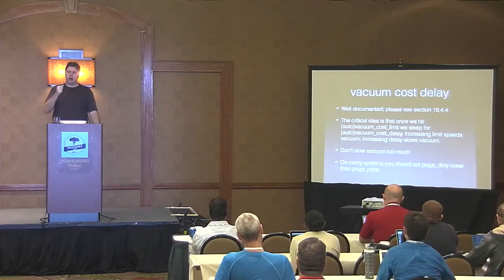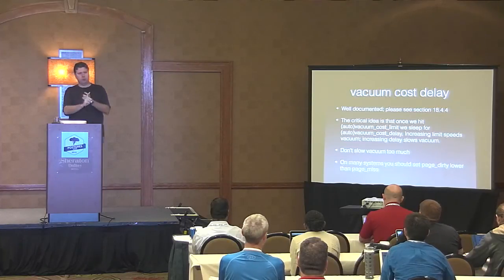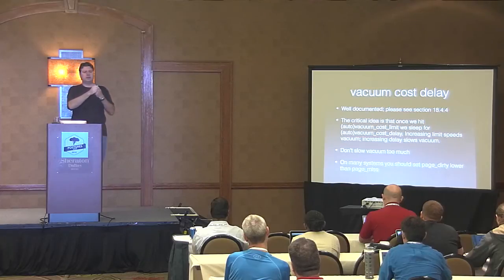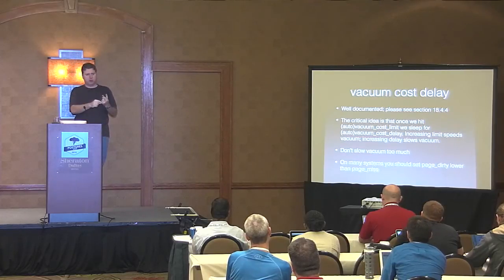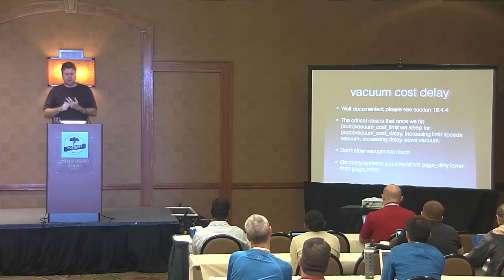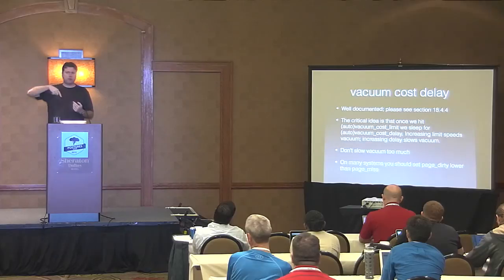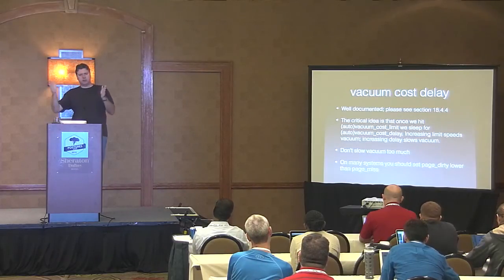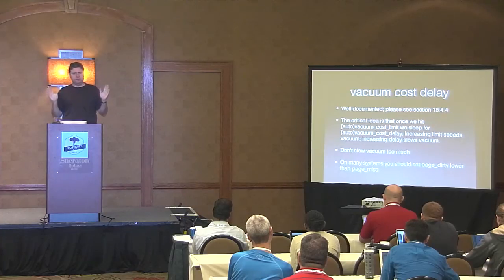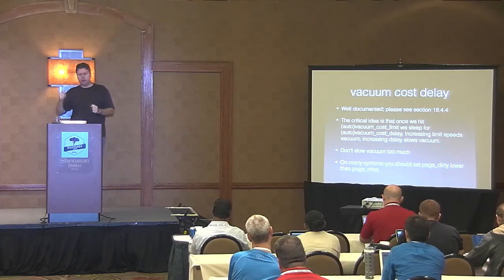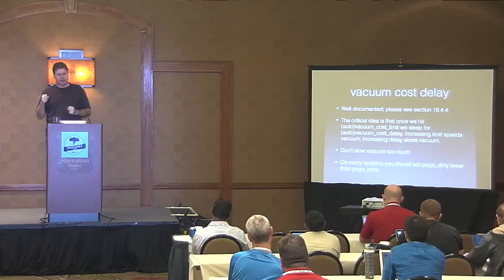So every operation that vacuum performs, if it reads a block, that has a cost. If it reads a block that's in shared buffers, that has a lower cost. If it writes a block, that also has a cost. Every time it does one of these things, it increments the cost, and when we hit the threshold, vacuum says, okay, I'm going to take a nap. And by default, I think it's a 10 millisecond nap. So if you want to slow vacuum down, you can increase the vacuum cost delay.